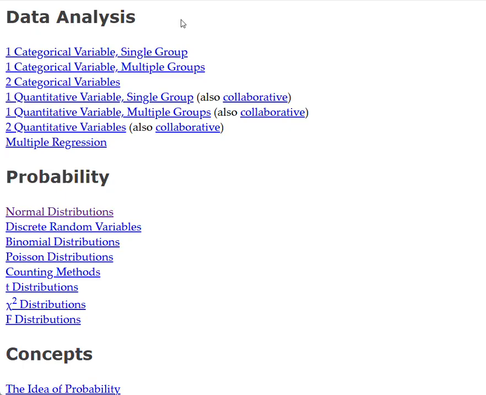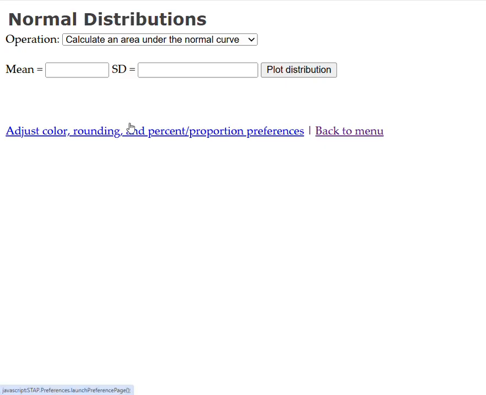So we'll move over to the Stapplets.com website. You can see I still should be exploring more of these, but we're just going to be using the normal distribution tool under probability. And if you've never used it before, it'll show up like this.